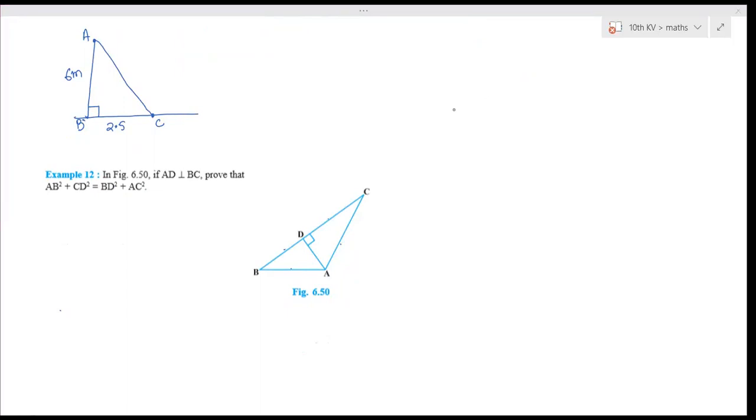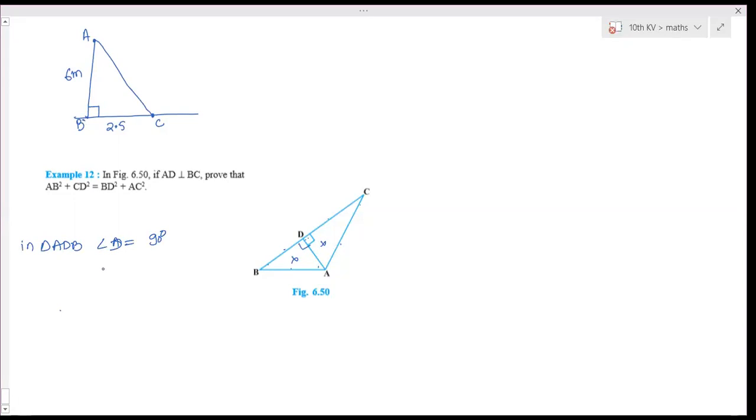Okay. So we have two right triangles, ADB and ADC. We will use Pythagoras for those two triangles. So we have triangle ADB. In triangle ADB, angle D is equal to 90 degree. So according to Pythagoras theorem, what statement will come?